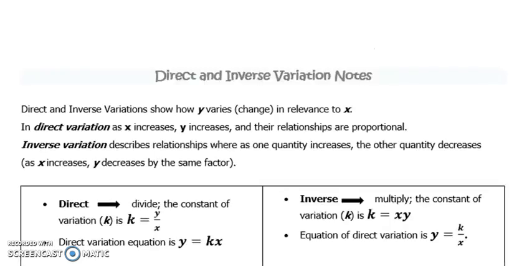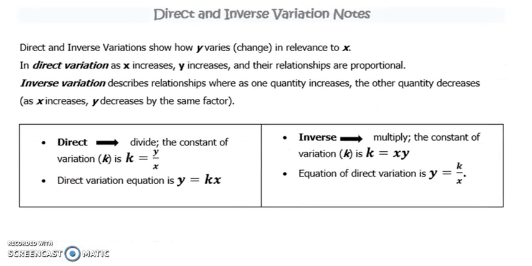Now, when it comes to word problems, the thing we have to keep in mind, first of all, in a direct variation, as x increases, y increases. Or the opposite, as x decreases, y decreases. In an inverse variation, think of the word inverse. Inverse means to do the opposite. So as x increases, y decreases. Or vice versa. If x is going to decrease, then y is going to increase.